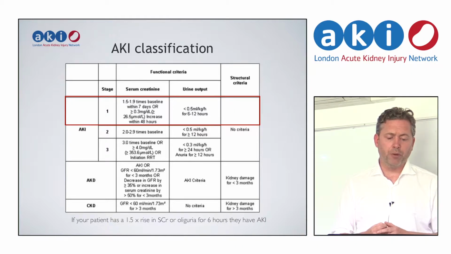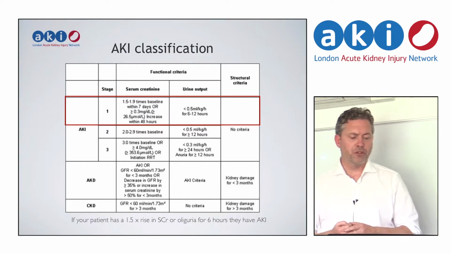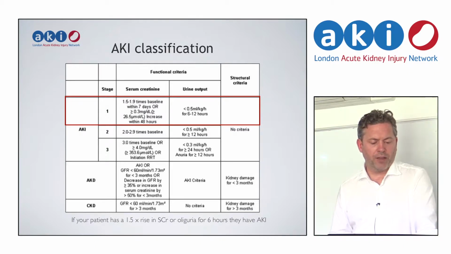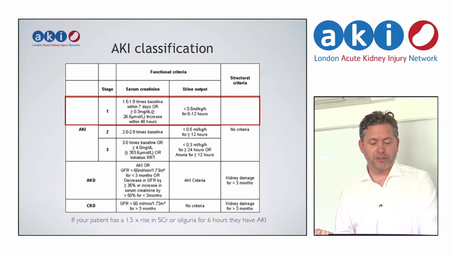Now, if your creatinine moves by 26.5 micromoles per litre within 48 hours, that also constitutes AKI stage 1, and you automatically become an AKI stage 3 if you have AKI and your serum creatinine rises more than 353.6 or dialysis is commenced. But if you really want to distill this down, 1.5 rise from a recent baseline, stage 1, doubling stage 2, tripling stage 3.